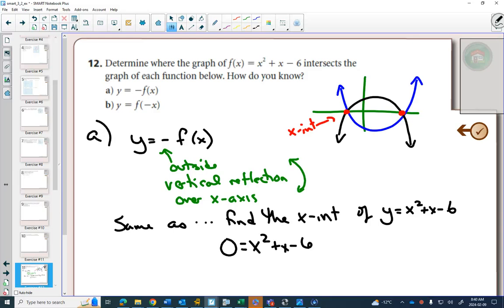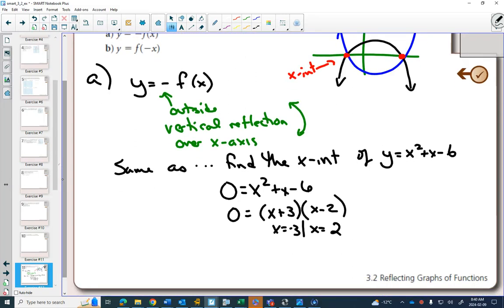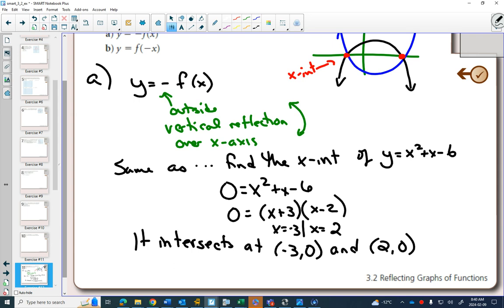And then this is completely a review of grade 11, so that's kind of nice. How do we solve quadratic equations? Either with factoring or the quadratic formula. This one nicely factors. So we get x equals -3 and x equals 2. So we can say it intersects at (-3, 0) and (2, 0).